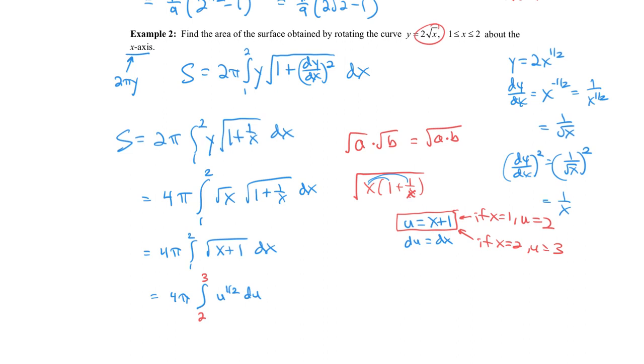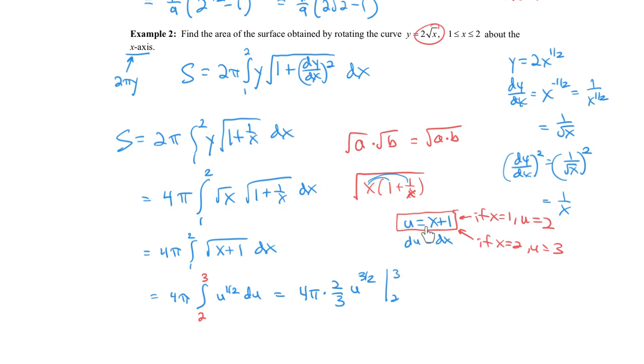Okay, then we just integrate like we normally would. We've got the power rule. 1/2 plus 1 is 3/2. Dividing by 3/2 is like multiplying by 2/3. So we have 4 pi times 2/3 u to the 3/2 from 2 to 3.